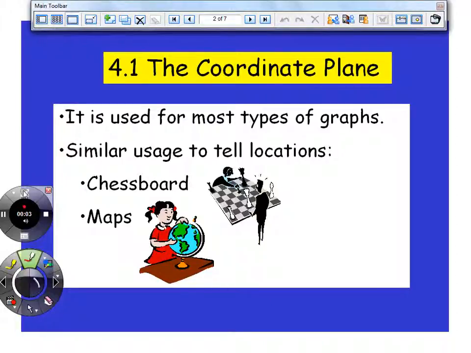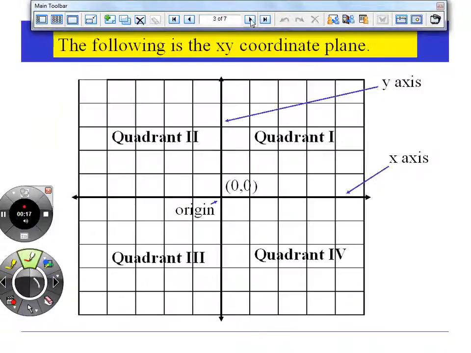Alright, I want to show you some things about section 4.1, the coordinate plane. It's used for most types of graphs, and there are some pretty good applications, so let's get right to it. So here's the coordinate plane. The x-axis is the one that goes left and right, and I'm sure you know that. So this is the x-axis, left and right, and this is the y-axis.